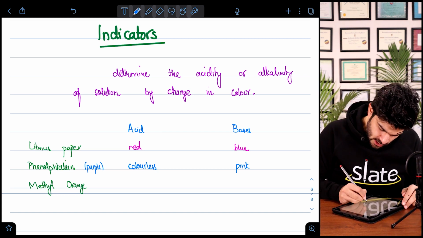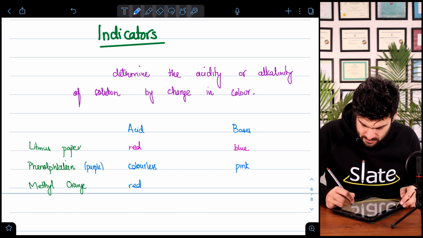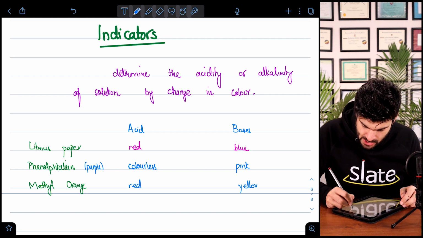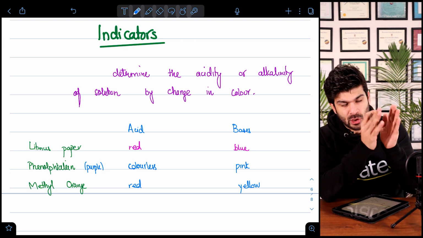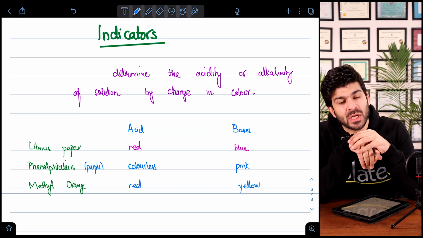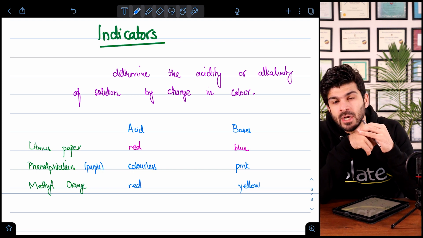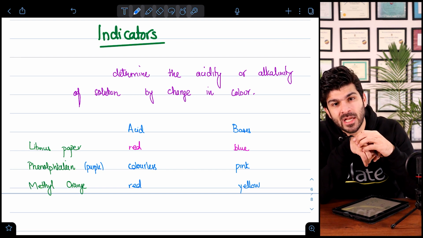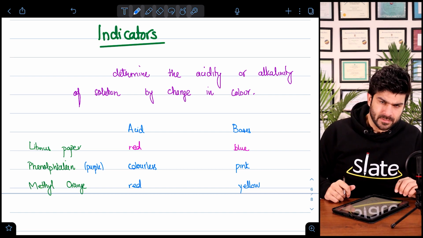And methyl orange, it's orange as the name goes. Red in acids, yellow in bases. So you add a few drops. If the solution is acidic, it will turn red. And if the solution is basic, it will turn yellow. Because the solutions, they don't have any color beforehand. So that's why we add indicators. That's why we check it that way. So these are just two-color indicators.